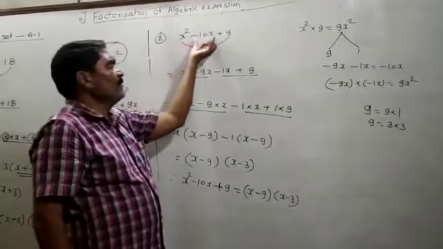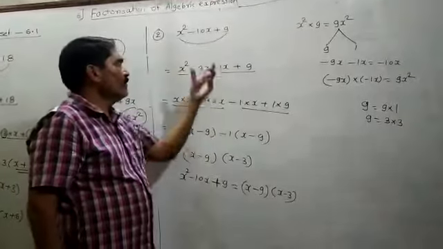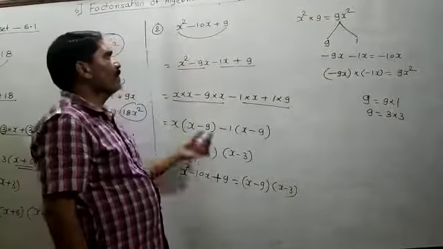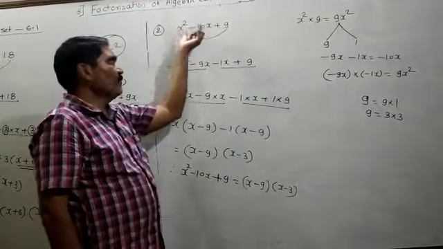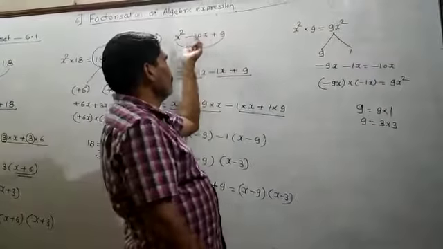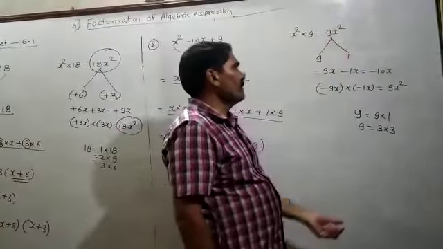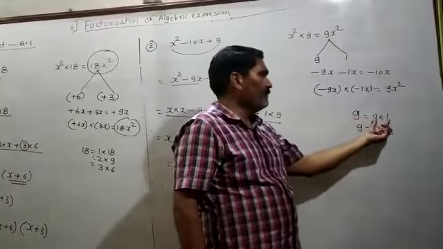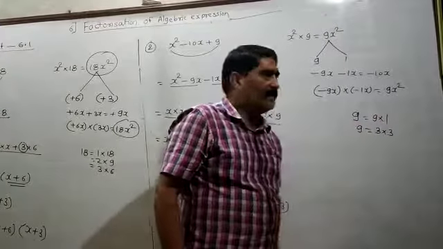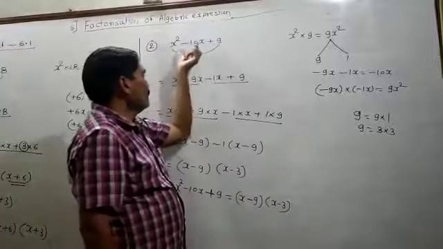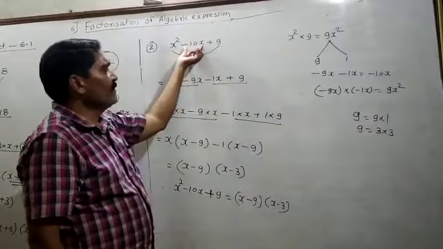X square minus 10x plus 9. You have to factorize this quadratic trinomial. Rule is the same. Do the product of the first term and the last term. X square multiplied by 9 is equal to 9x square. This 9 has the factors 9 multiplied by 1, 3 3s are 9. So the sum of these has to come as the middle term. Middle term is minus 10x.